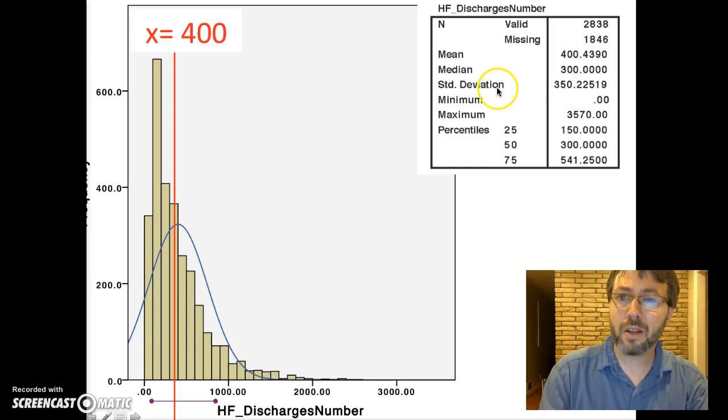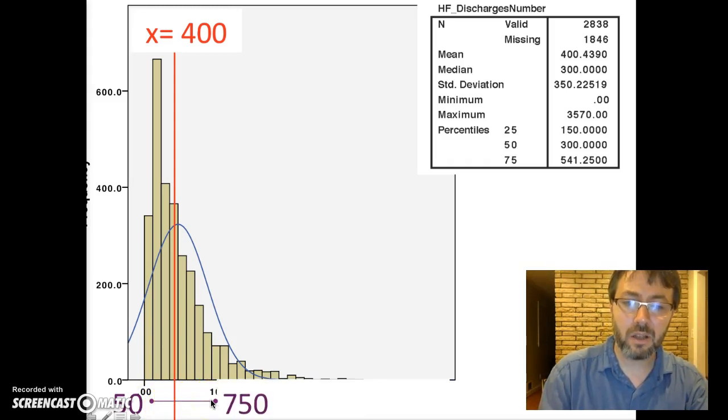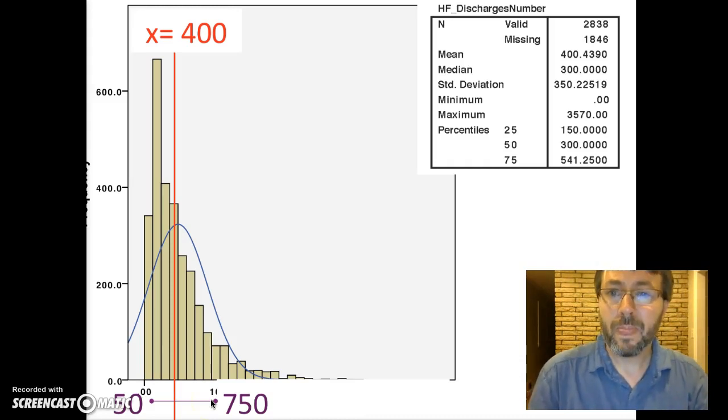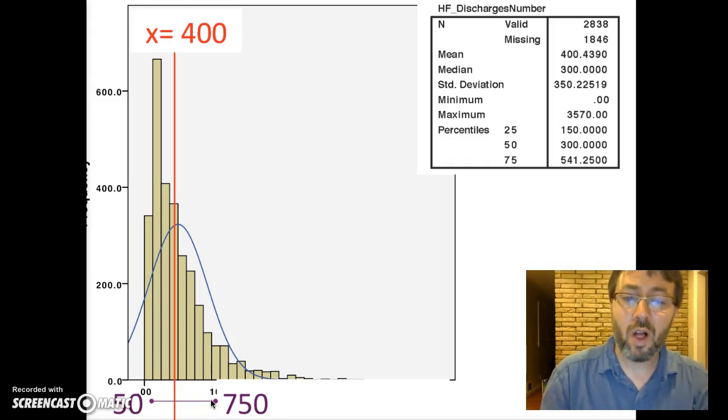So if we subtract 350 from the mean, we get 50. And if we add 350 to the other side of the mean, we get 750. So 66% of all observations occur between 50 and 750 discharges for heart failure, with a mean value of 400.